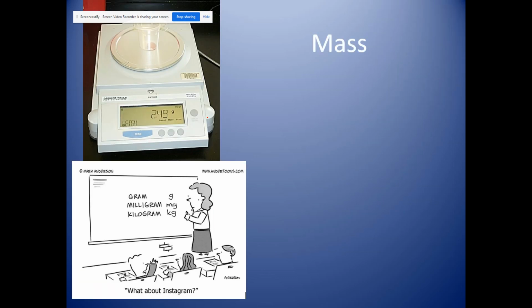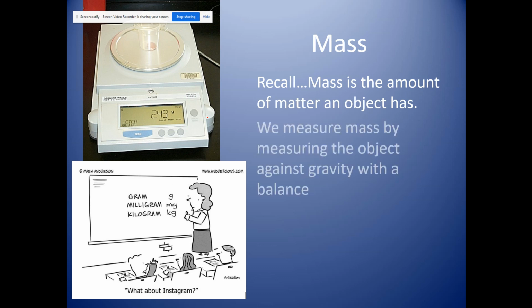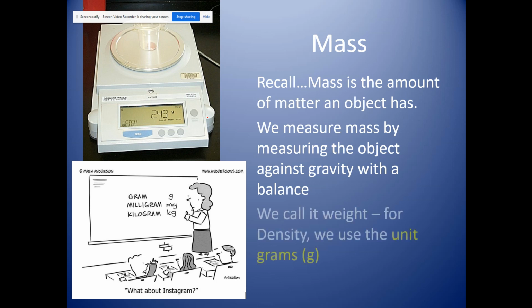The mass is the second part of the density formula, and the mass is actually a measurement of the matter an object has, and we measure that mass by measuring basically that against the gravitational pull of the Earth, and we use a balance to do that. And for density, unlike most of the physics formulas, the unit that we're going to use for mass is going to be the gram.